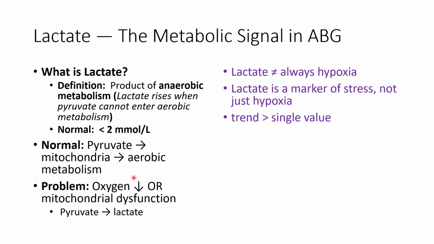So again, normally pyruvate goes into mitochondria, and there is aerobic metabolism. However, if there is some decrease in oxygen or mitochondrial dysfunction, this pyruvate will get converted into lactate. But you need to remember that lactate is not always equal to hypoxia. Lactate is just a marker of cellular stress. It can also happen in conditions where there is no hypoxia. And it is the trend of lactate that is more important than just a single value.